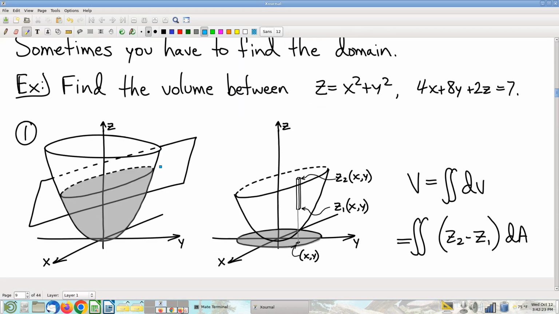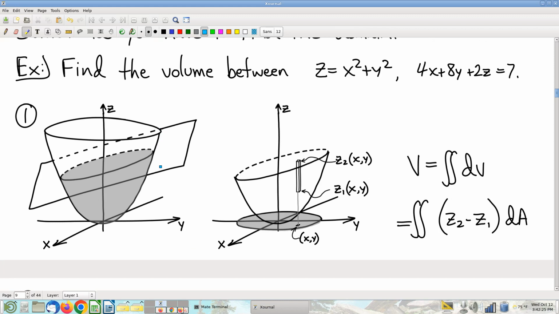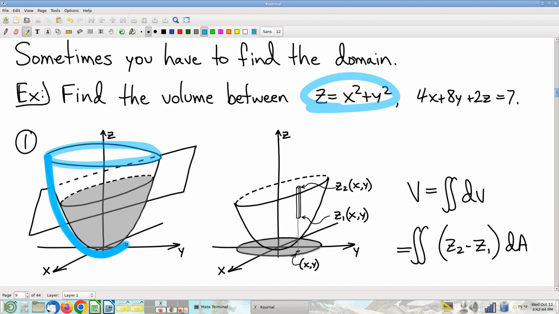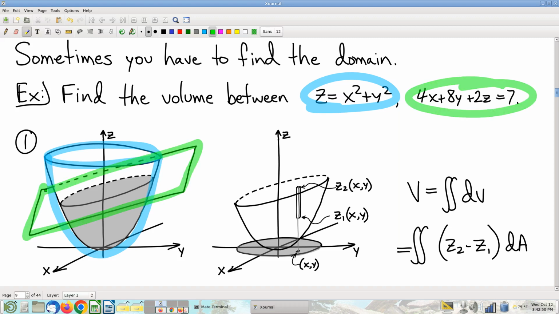Okay. Here's another example. Sometimes the domain is not given. Well, it's not explicitly given. Sometimes the domain is something that you have to figure out as part of the solving of the problem as stated. So here we go. Suppose you have this paraboloid and this plane. And the question is to find the volume in between.